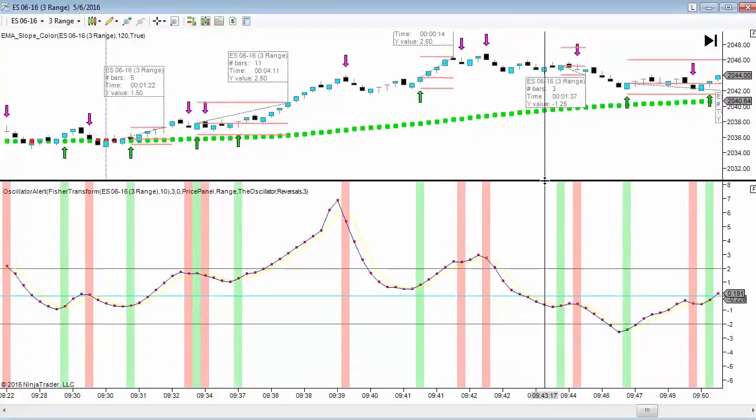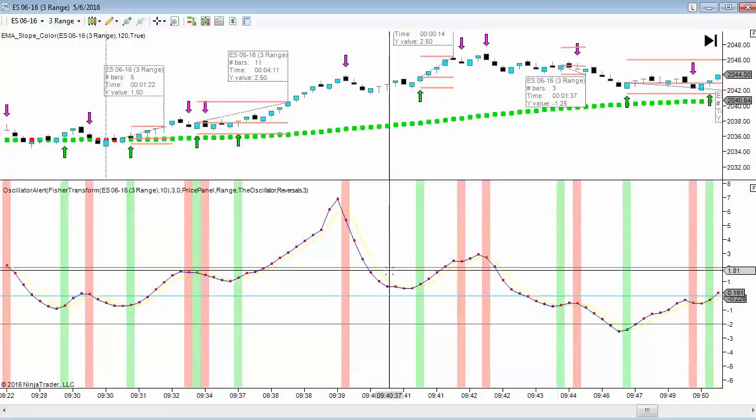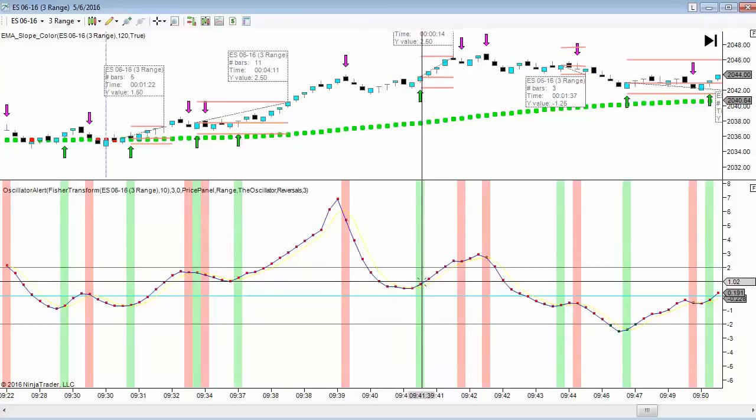But if you want to see where the signals are coming from, you can see underneath where those turns in the Fisher Transform are appearing. The purpose of the Oscillator Alert is to let me know when the indicator was moving down and then started to curl up.